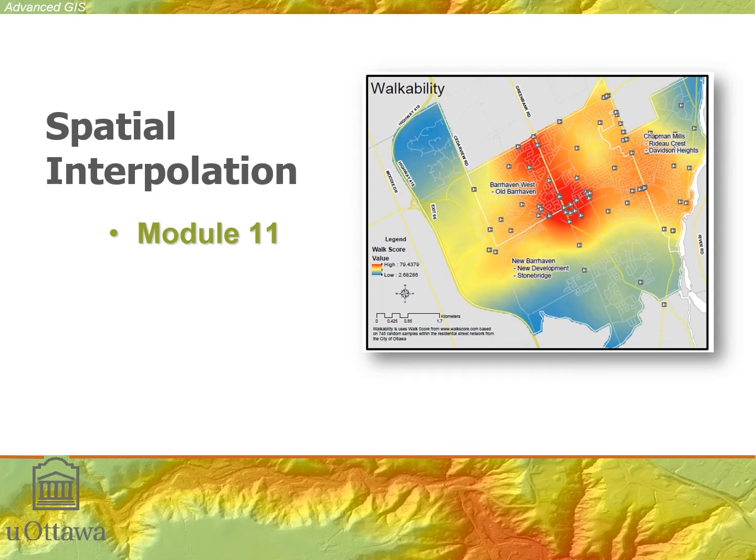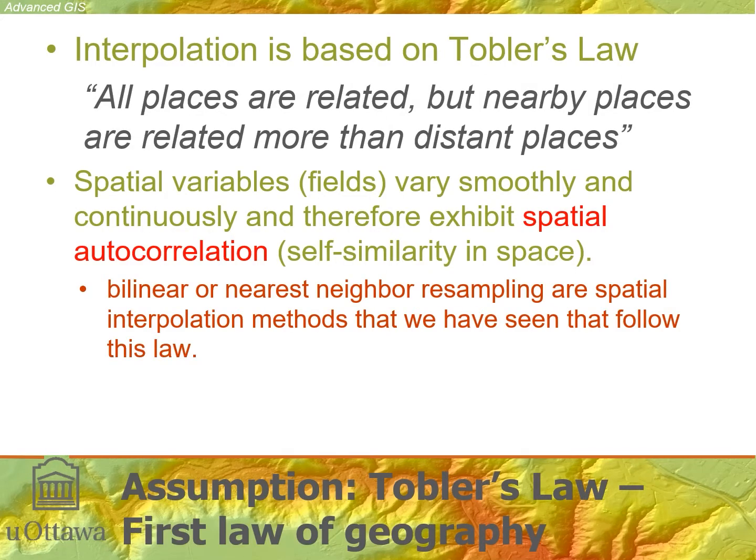Spatial interpolation. Interpolation is based on Tobler's first law of geography, that near things are more similar than distant things. And that holds true for almost all spatial variables, anything that you measure in space, particularly continuous variables, such as temperature, barometric pressure, elevation, etc. These spatial variables or fields vary continuously and smoothly and exhibit spatial autocorrelation, which is the formal way in which we express Tobler's first law.